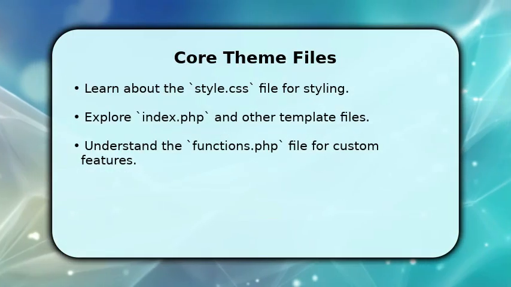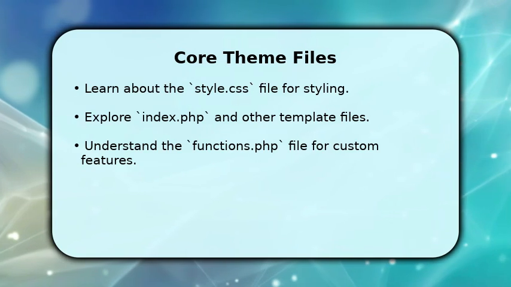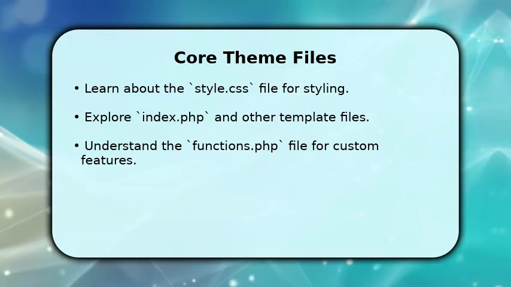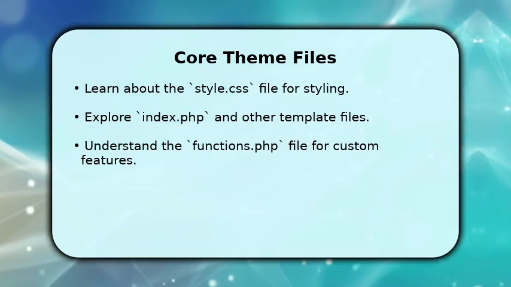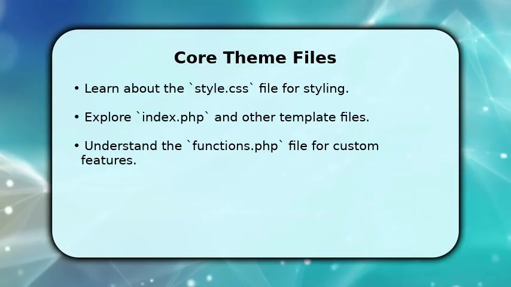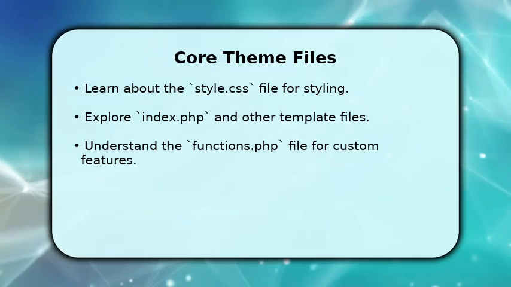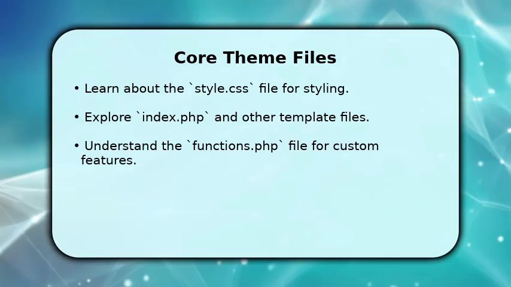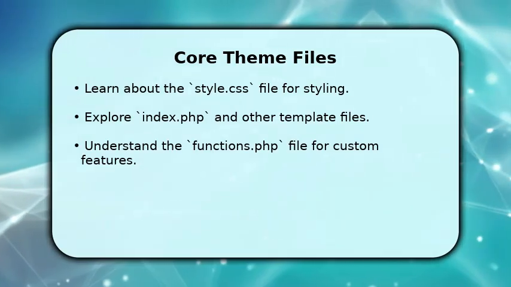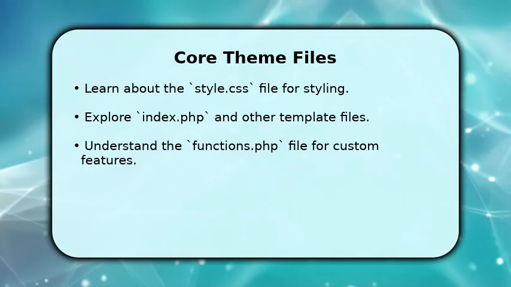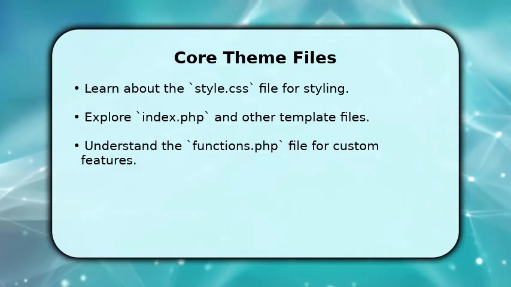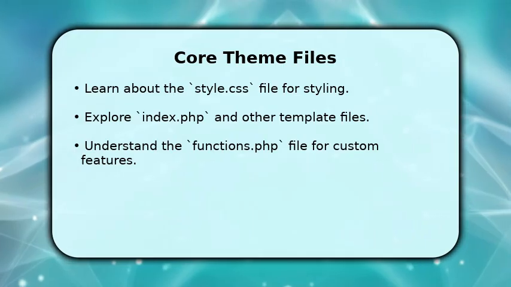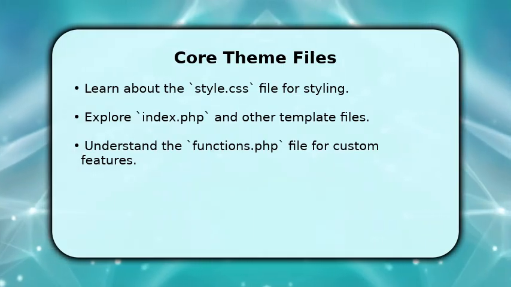Every WordPress theme relies on a few essential files. The style.css file is crucial. It defines your theme's visual appearance and includes important theme information. The index.php file acts as the main template, displaying posts and pages. Other template files like header.php and footer.php handle specific sections. Finally, functions.php is where you add custom features, enqueue scripts, and register theme support, making your theme truly unique and powerful.